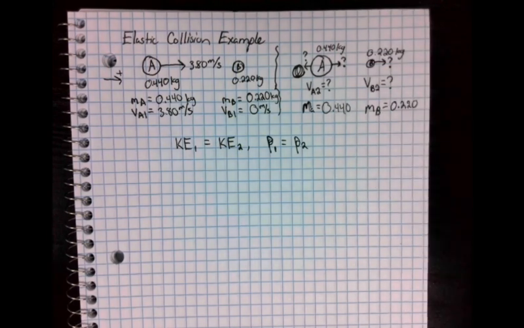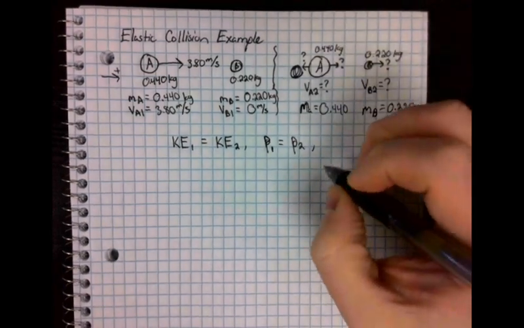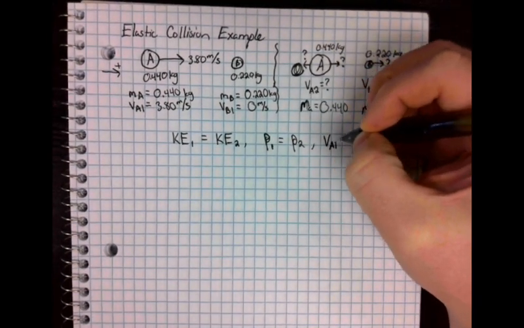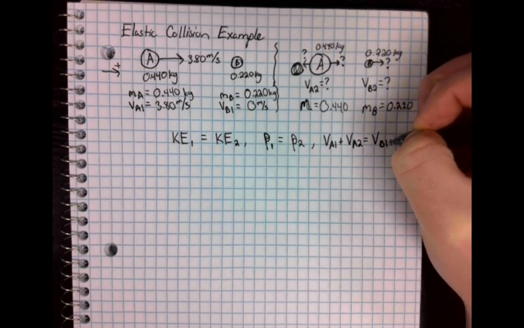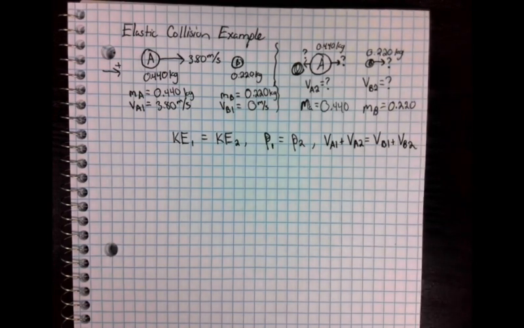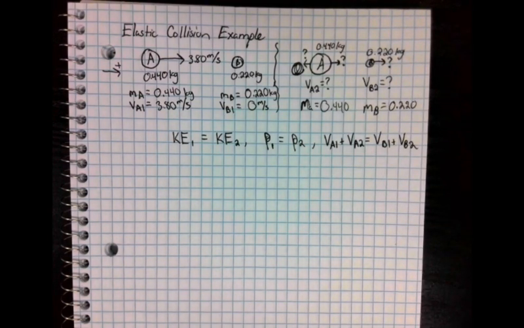And because we know that information, we can use our simplified, or shortcut, equation. We know that VA1 plus VA2 equals VB1 plus VB2. We have this set of equations, and we get to pick and choose which ones we're going to work with. You can work with kinetic energy if the problem asks about it, but this one does not, so we don't have to use it at this point.